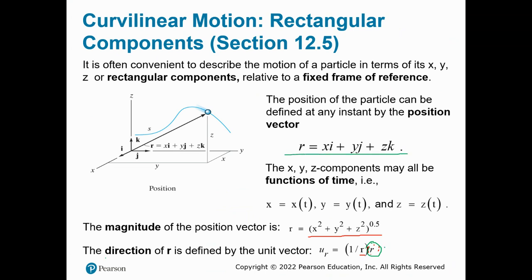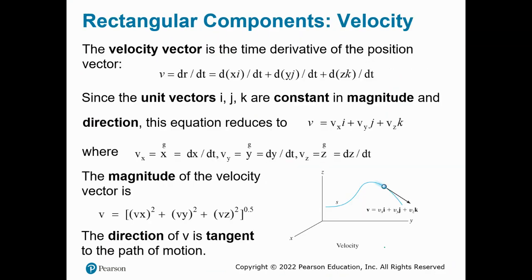So in other words, the green one is your vector. I'm using the vector divided by the magnitude of the vector. The red one that I underline is the magnitude only. The green one that I circle is the vector. The vector divided by its own magnitude gives me the direction of r, defined by the unit vector. And then the velocity vector is the time derivative of the position vector.